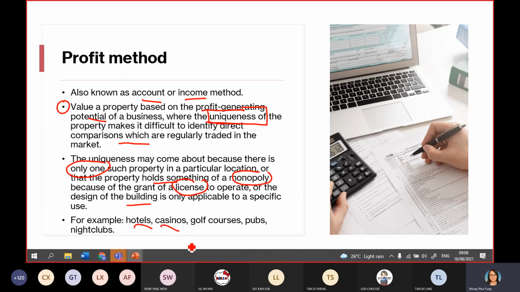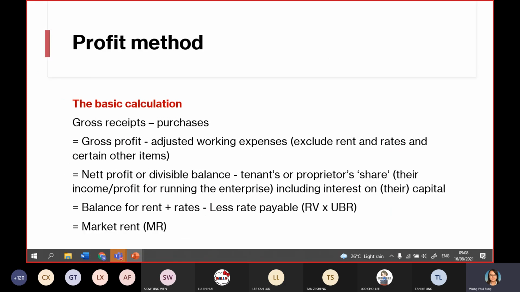So what are the properties that can be used for profit method? Hotel, casino, golf course, park, and nightclub, because all these they are doing business. And they hold certain very limited license granted for them to do the business. So as I said just now, monopoly form of the business. For profit method calculation, forget about all these long sentences.